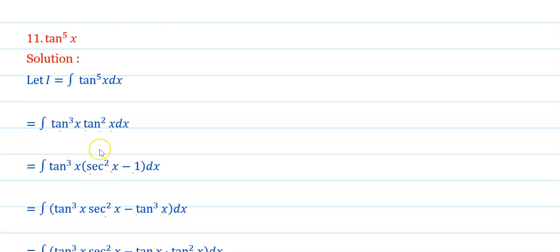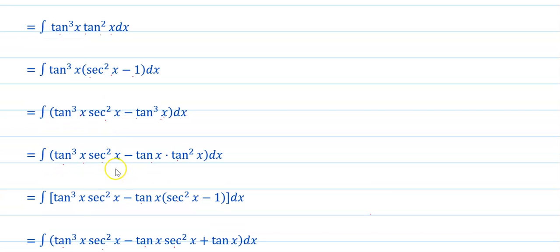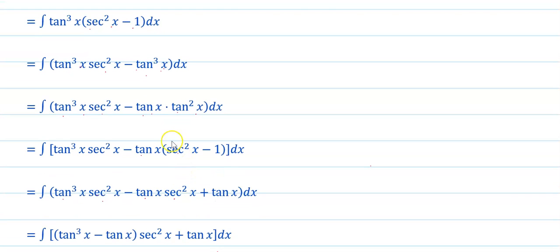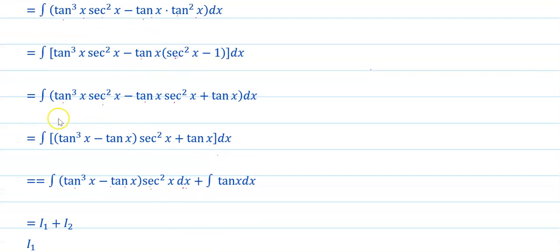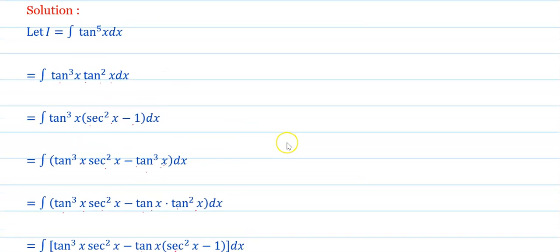tan cube x into tan square x. There's multiplication. Next tan cube, again tan cube can be written as tan x into tan square. Again tan square can be written as sec square x minus 1. And then take the sec square as common plus tan x. This integral by using the method of substitution. Okay. You can look again.